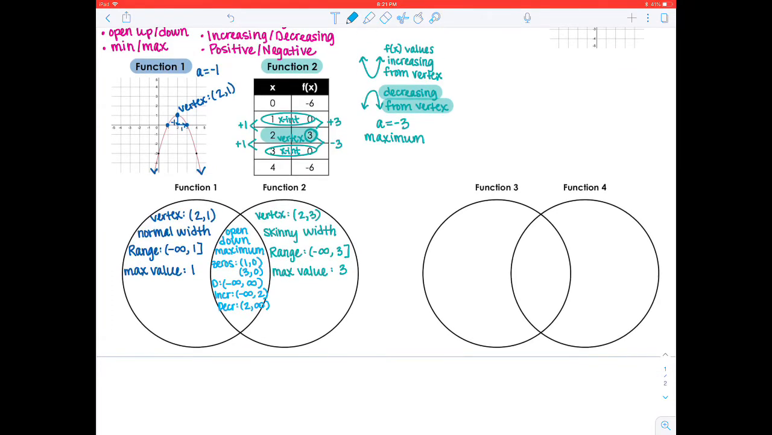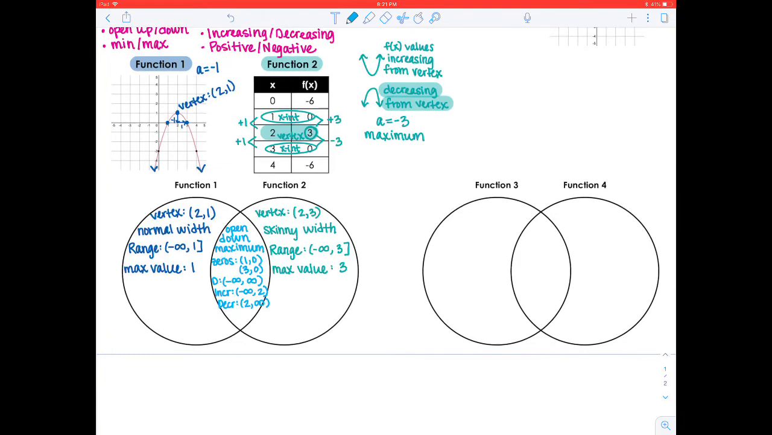So let's do positive first. Remember, positive is when the graph is above the x-axis. And if we look at function 1, it's above the x-axis from 1 to 3, from the first 0 to the second 0. It's one interval, happens one time. And it's the same for function 2 because they have those same zeros.